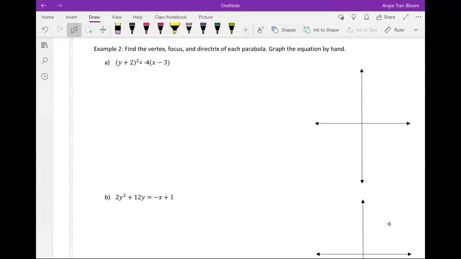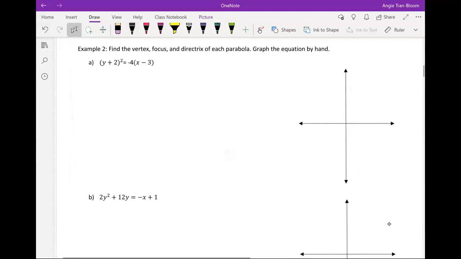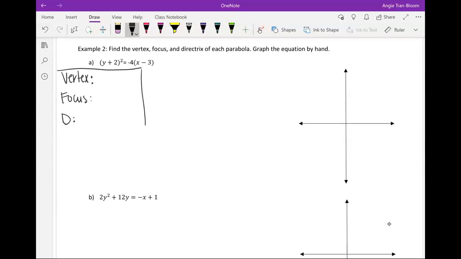All right, guys, here is example 2 for 10.2. Find the vertex, the focus, the directrix of each parabola, and graph it by hand. I want to make sure that I am writing down all of the things they are looking for. So first, it wants us to find the vertex, find the focus, find the directrix, and of each parabola, and then graph it by hand. All right, so these are all of the things that we are supposed to answer.